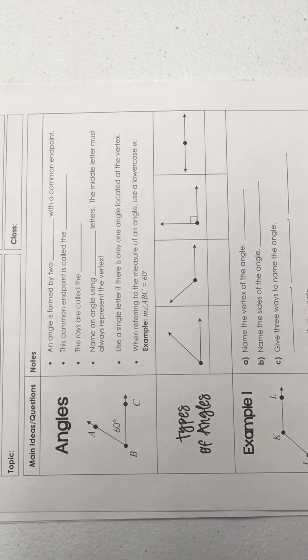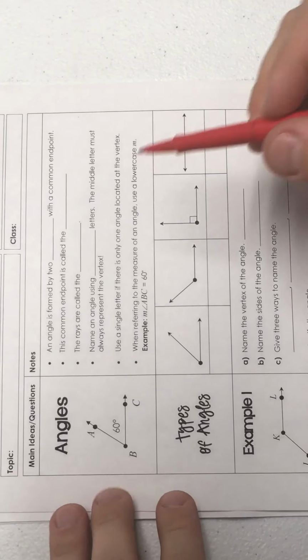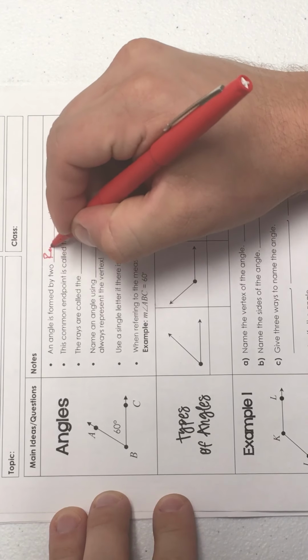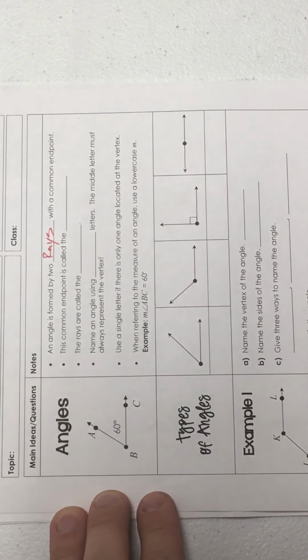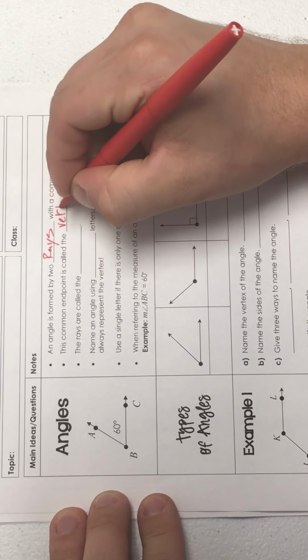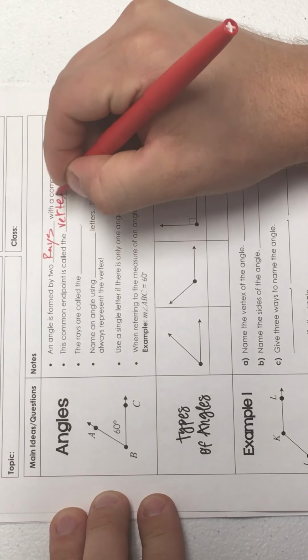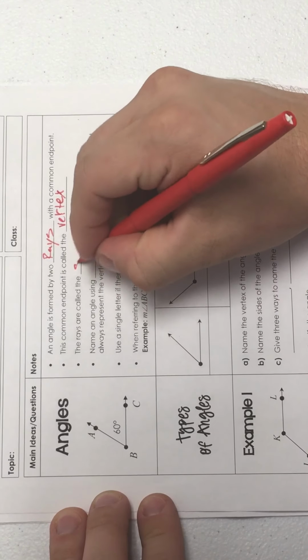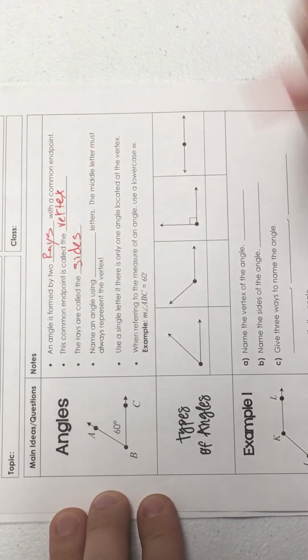Today we're going to talk a little bit about angles. An angle is formed by two rays with a common endpoint. This common endpoint is called the vertex, and the rays are called the sides of your angle.